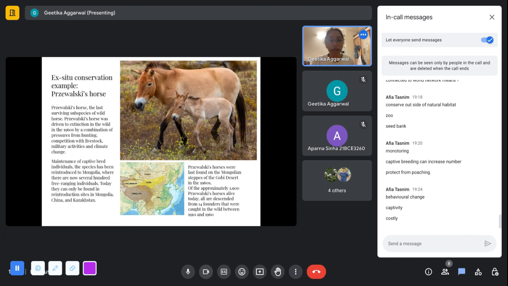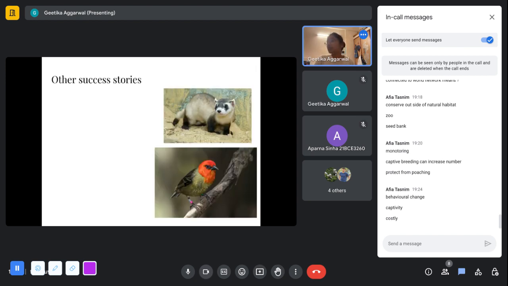It is not always bad. Sometimes it is useful. Other examples would be this. Can you guys guess what these species are? Do you guys know what these species are? So these are other success stories of ex situ conservation.